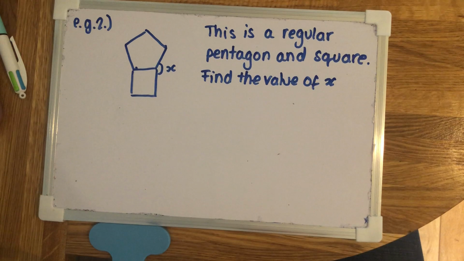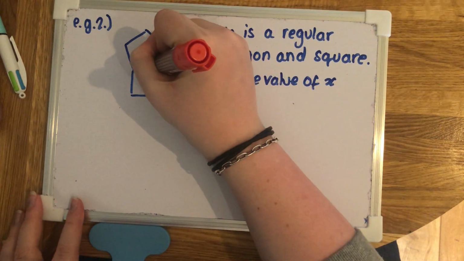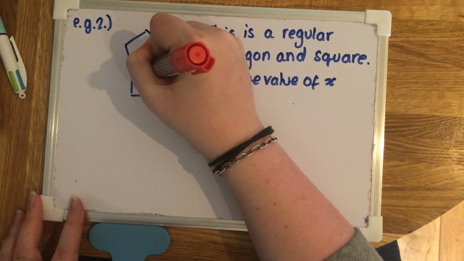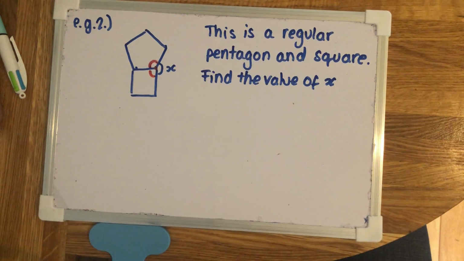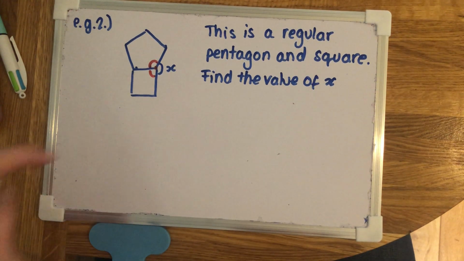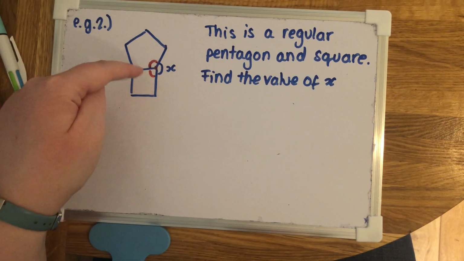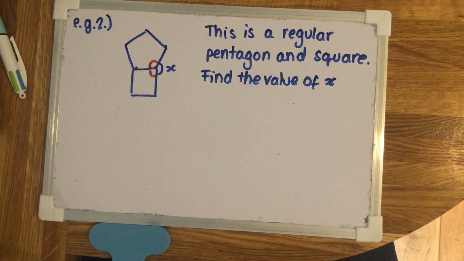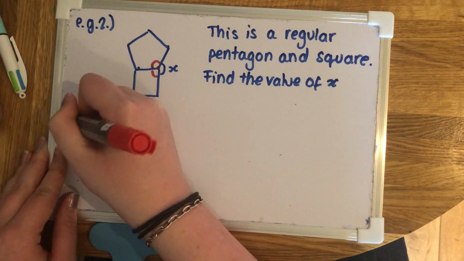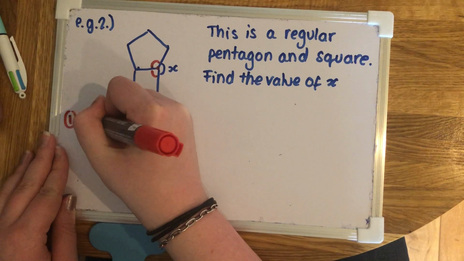So I'm just going to be focusing on the interiors first. So around this point here, which is where the X is, we've got these 2 other angles. You've got the one in the pentagon and you've got the one in the square. So if we find out what those two are, we should then know that the whole circle, all those angles, will add up to 360. So then we can work out what x is. So I'm going to start with the pentagon first.